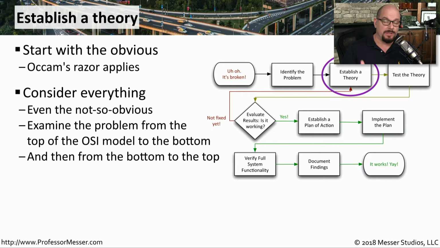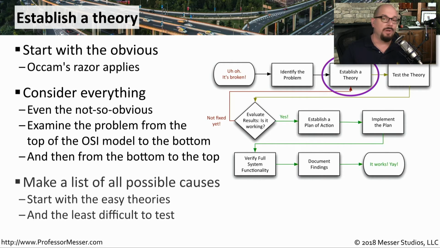You could start from the top of the OSI model with the way the application is working and work your way to the bottom. Or you may want to start with the bottom, with the cabling and wiring in your infrastructure, and work your way up from there. You'll want to list out every possible cause for this problem. Your list might start with the easy theories at the top, but of course include all of the more complex theories in this list as well.